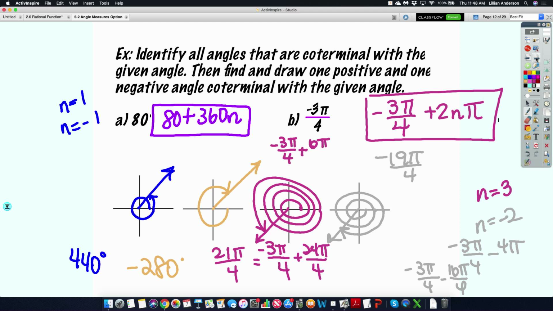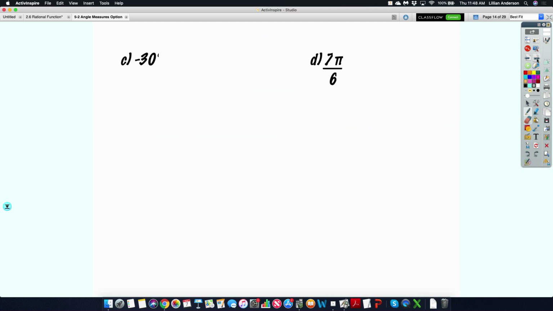Try this one on your desk. I want you to do just the negative 30 degrees. So to represent all coterminal angles to negative 30, it's going to be negative 30 plus what? 360n. Then from there you can plug in any n value you want to get one positive, one negative. It seemed like everybody used 1 and negative 1. It's totally fine. Okay? You can use that.